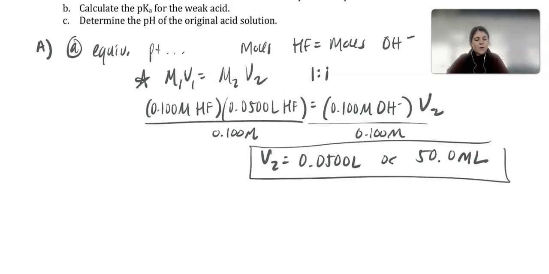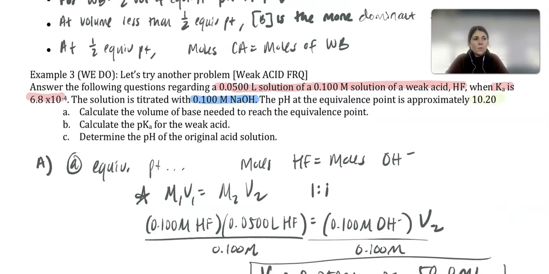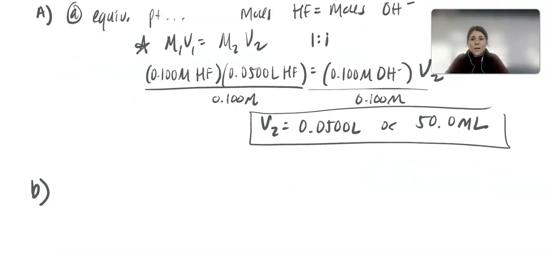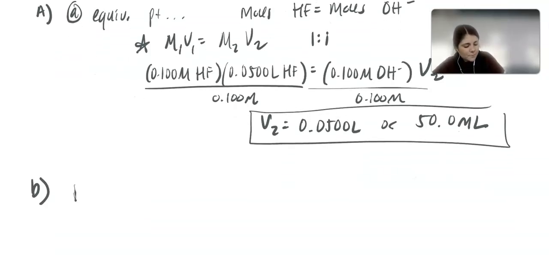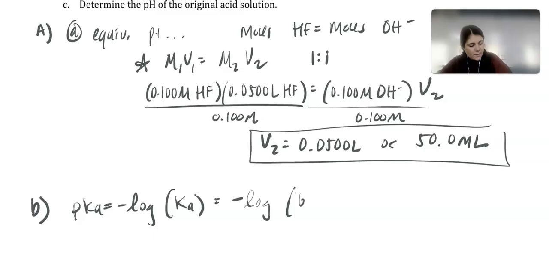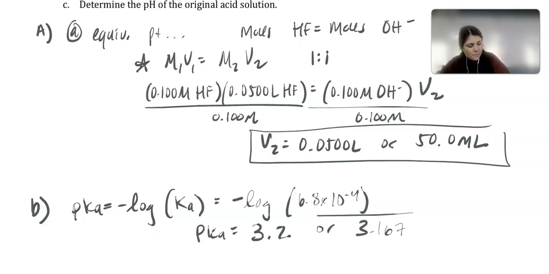All right, next problem. We're going to calculate the pKa for the weak acid. So let's look again at what they gave us. They gave us a Ka. So with a Ka, we can just take the negative log of that to get pKa. So pKa is the negative log of Ka. So here, negative log of 6.8 times 10 to the negative 4. I end up getting that the pKa is 3.2, or you input 3.167.